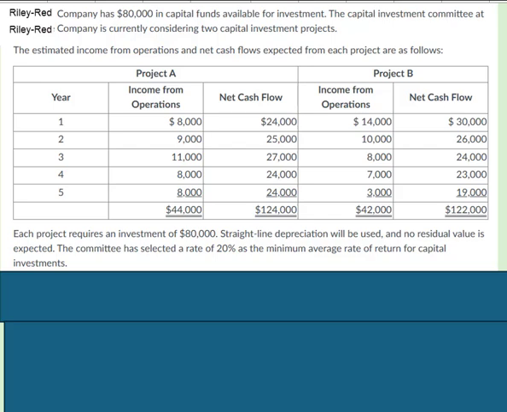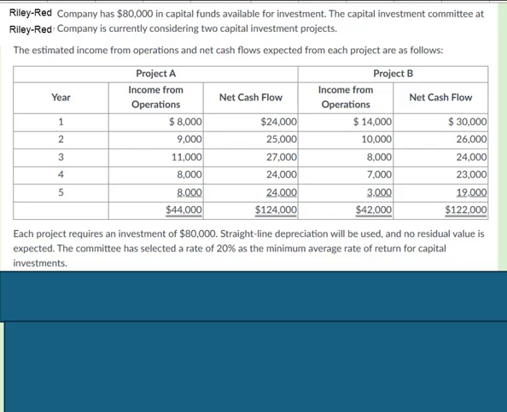Riley Red Company has $80,000 in capital funds available for investment. The Capital Investment Committee at the company is currently considering 2 capital investment projects, and you see the data in front of you in the table. Each project requires an investment of $80,000. Straight-line depreciation will be used and no residual value is expected.